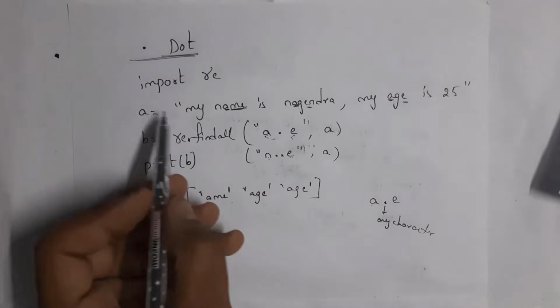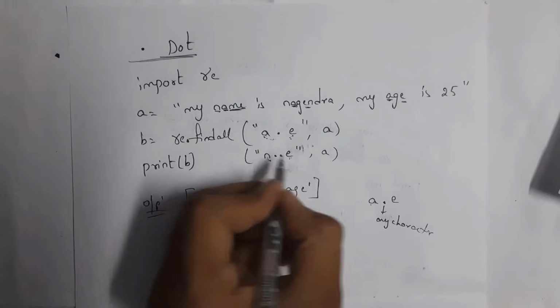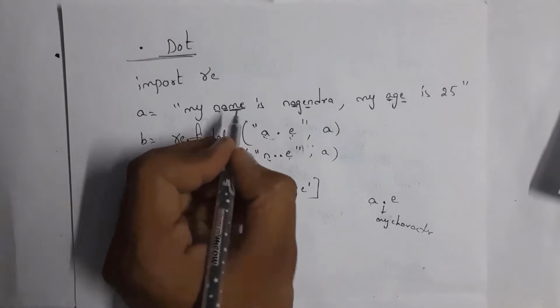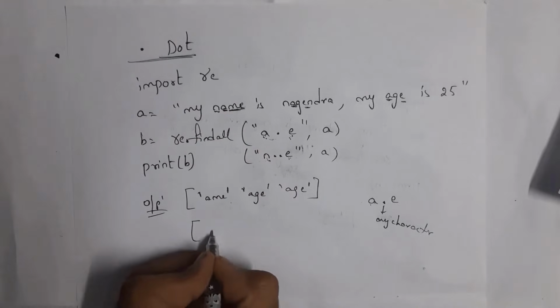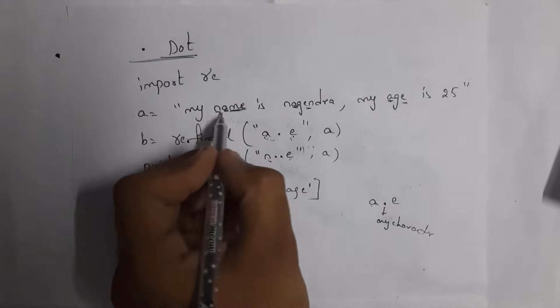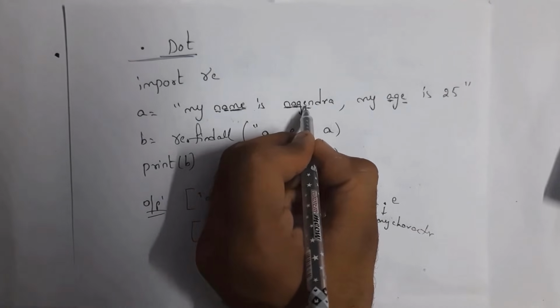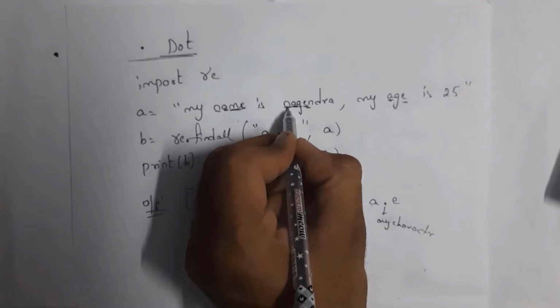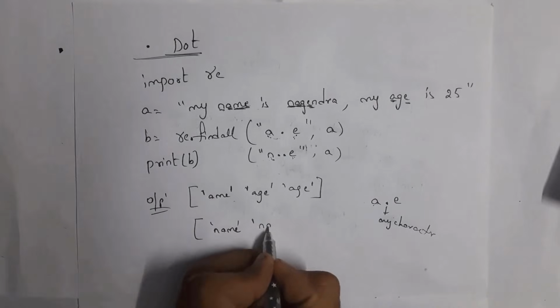So it will keep on checking. Yes, for name, starting is n and next is e, and in between n and e there can be any characters. So two characters are a and m. So you will get output name, and again it will keep on checking. For Nagendra, here starting is n and there is e, and in between n and e there are two characters, a and g. So you will get output NEAGE.